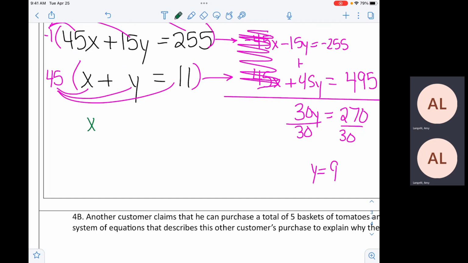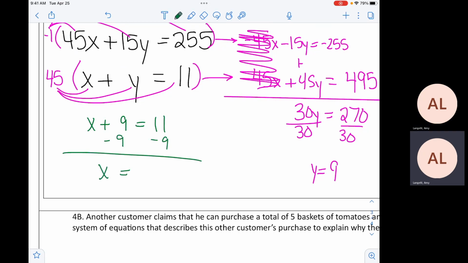So we have x plus y equals 11. What am I going to erase though? I'm going to erase the y, and what am I going to put in? 9. Okay, now how do I solve? Yeah, 11 minus 9 is.